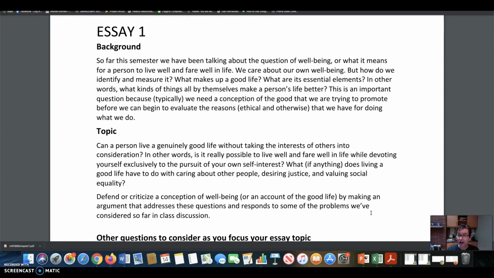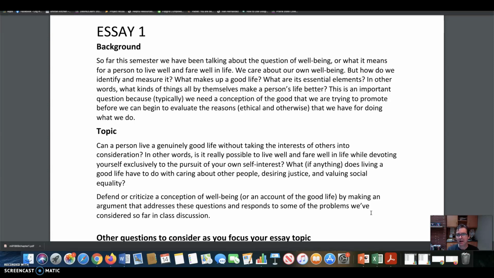So this ties in to the question that we started the course with, and one of your discussions about social equality and justice. These are also things we care about. We don't just care about our individual well-being, we care about social equality, social justice. So I'm trying to think about the connection between these two things in the topic question. What, if anything, does living a good life, which has been our topic in the book, have to do with caring about other people, with things like desiring justice and valuing social equality?